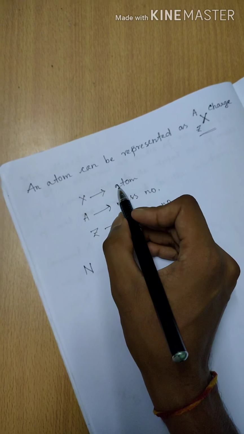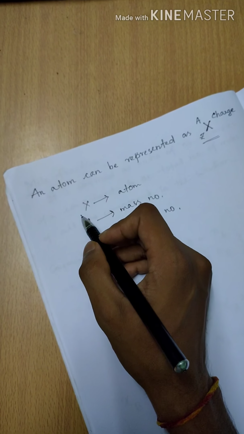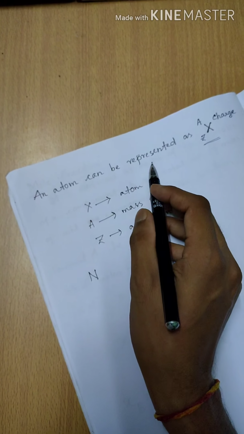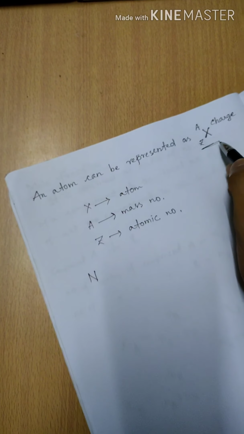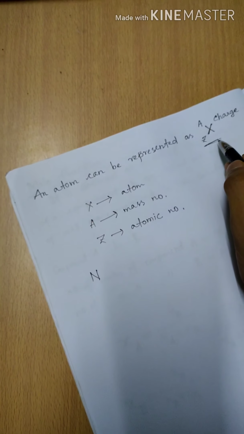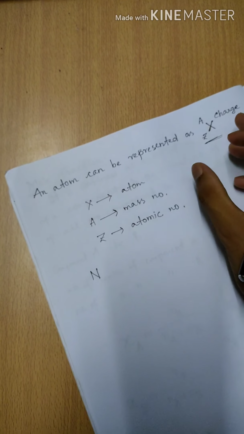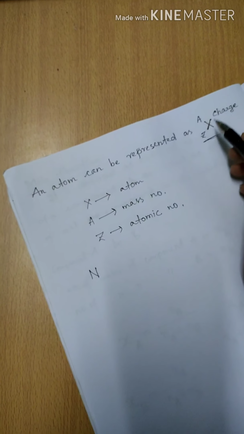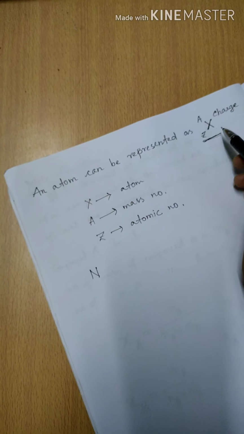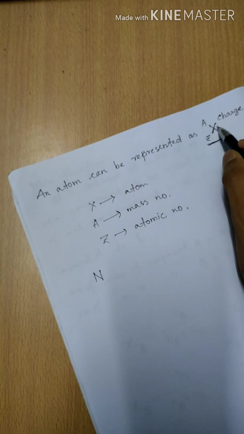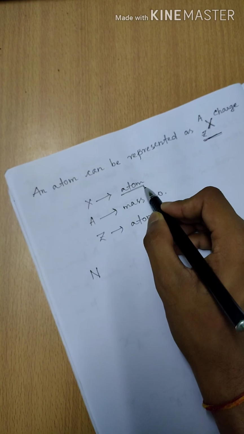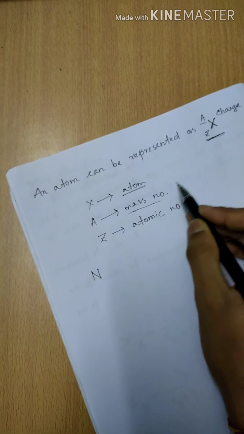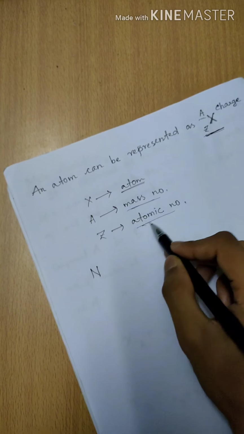So first of all you have to know how an atom is represented. So see here, an atom can be represented in this way. Means if we take any atom, then we have to write it in this way. Here X is the atom, A is the mass number and Z is the atomic number.